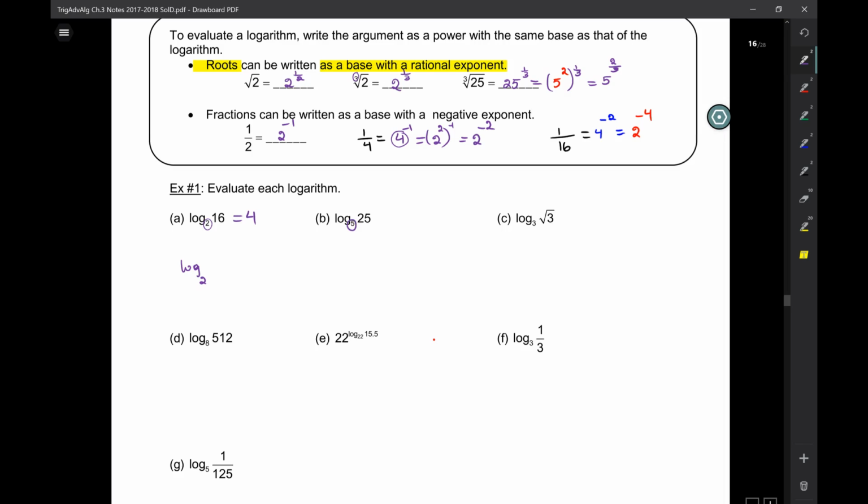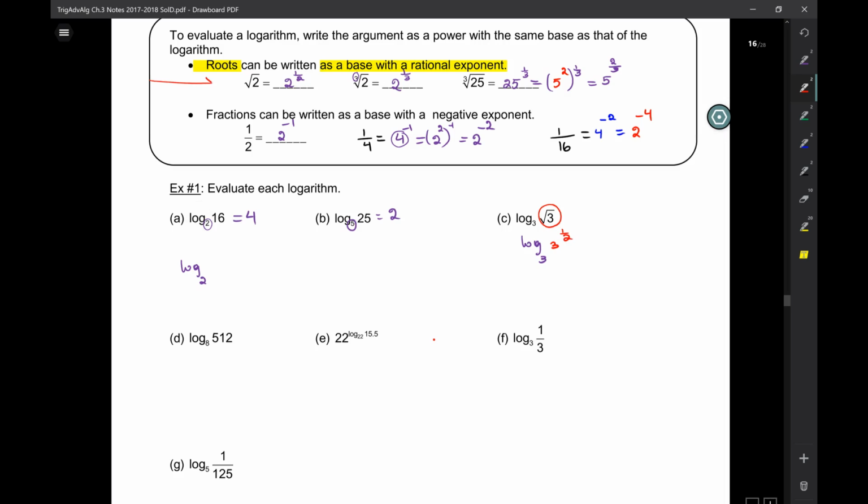So what about this one? This is the base. And every base needs an exponent. So the exponent should be a 2 in order for us to get 25. Wow. Now, this one, you have a root. So log base 3. Remember what we said before? How can I write a root? 3 to the power of 1/2.